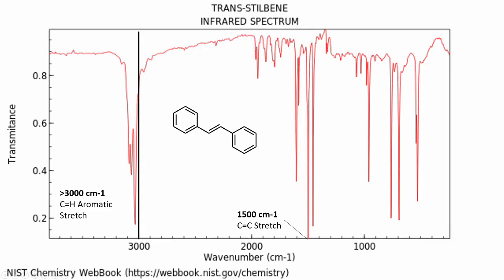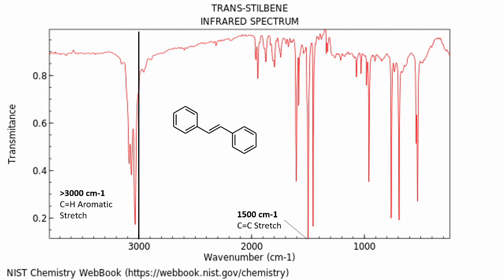Now we need to characterize our actual molecule that we synthesized. We need to make sure that we actually synthesized stilbene. If we were to obtain an infrared spectrum of stilbene, this is what we would expect trans-stilbene to look like. The problem with the infrared spectrum is we only really have two functional groups: the aromatic and the double bond that connects the two.